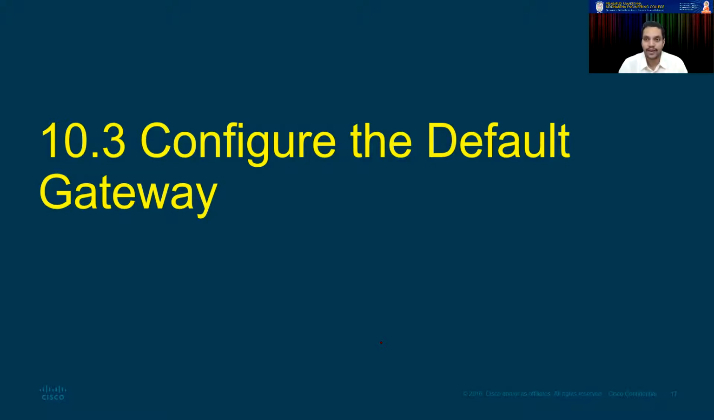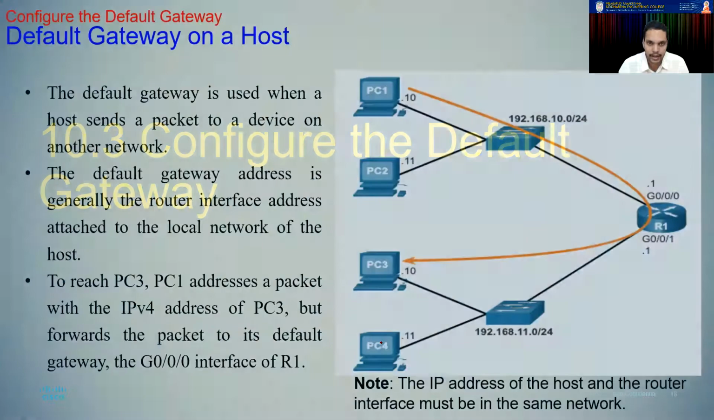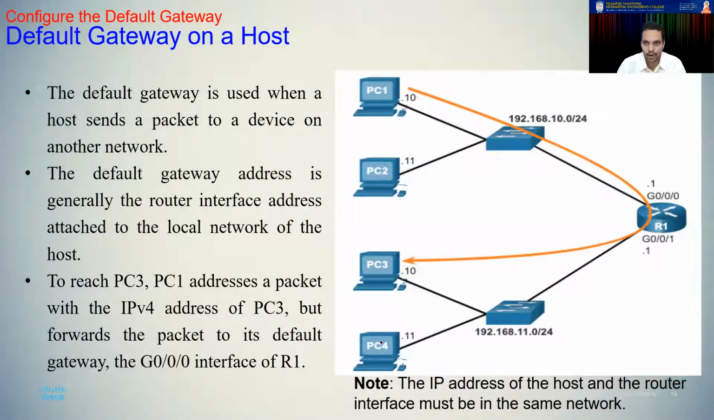The last topic for this module is the configuration of the default gateway. If you remember correctly, the default gateway, as I told you, is the door through which any packets going out of the network should pass.